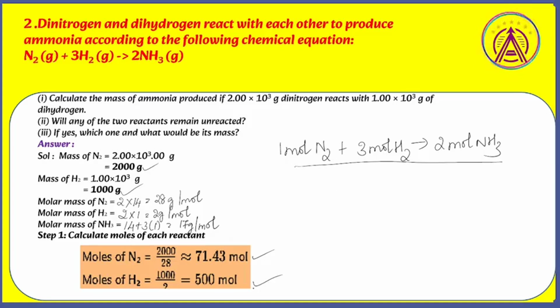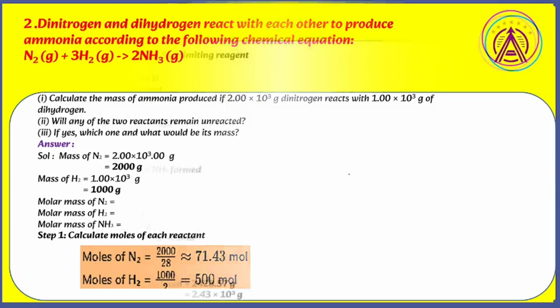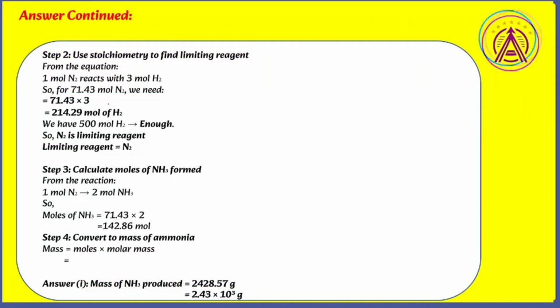I have my dihydrogen, which is nothing but 1000 divided by 2, that is 500 moles. Now, what is my equation telling? 1 mole will react with 3 moles of hydrogen. So, if I have 71.43 moles of dinitrogen, it will react 3 times with the moles of hydrogen. So, 71.43 into 3 is nothing but 214.29 moles of hydrogen is required.